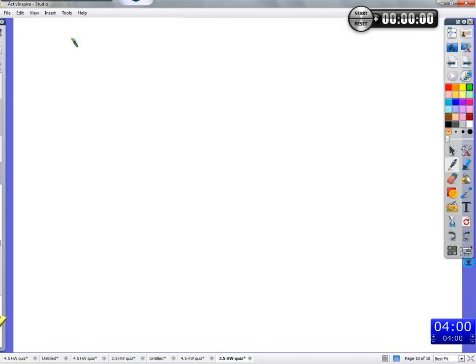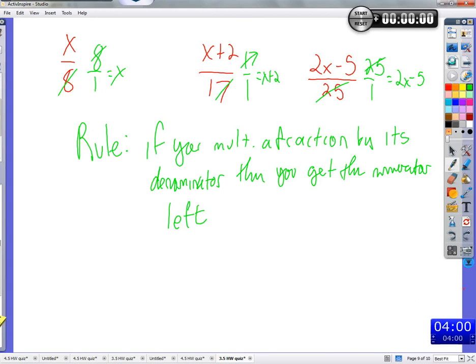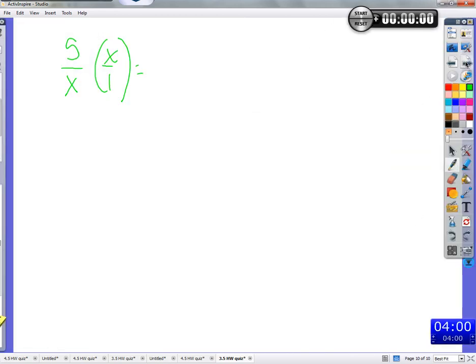So if we had 5 over x, multiply this by x, what's left? We just wrote the rule. If you multiply a fraction by its denominator, then you get the numerator left. When you multiply by the denominator of a fraction, this divided by itself, just like any number divided by itself, 8 divided by 8, 15 divided by 15, we get 1. Okay? 5 times 1 divided by 1 is 5.